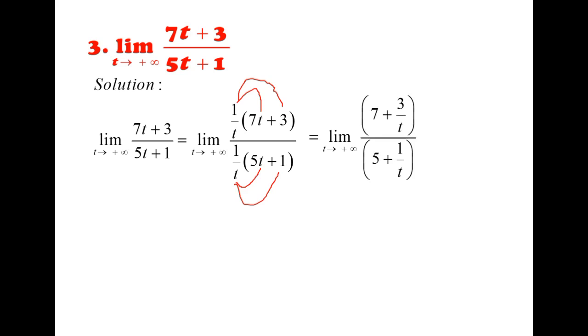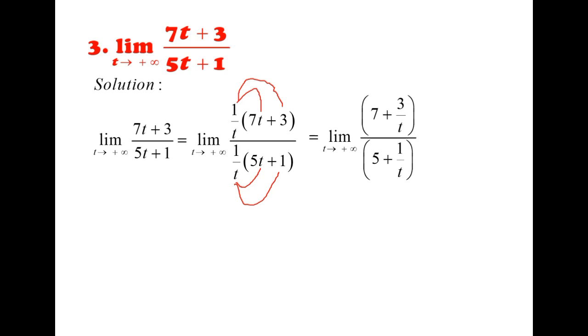So we could now have 7t times 1 over t is 7, 3 times 1 over t is 3 over t, then we have also in the denominator 5t times 1 over t is 5, plus 1 over t.